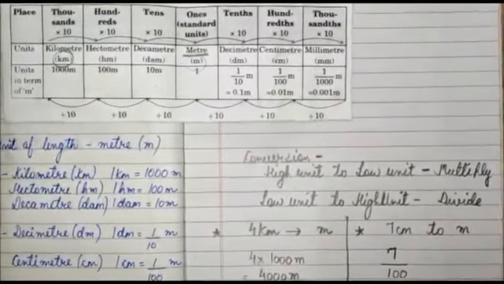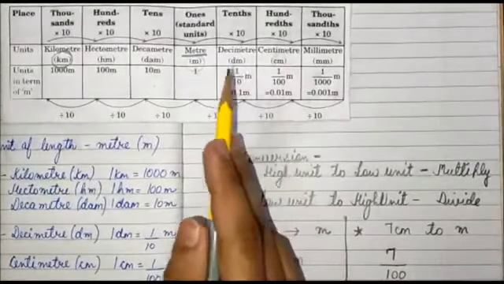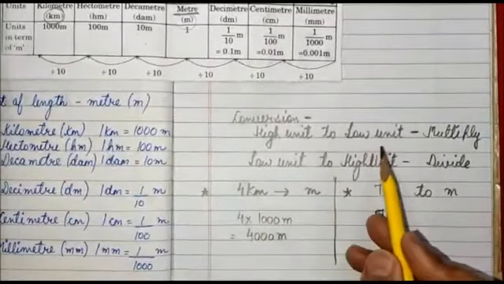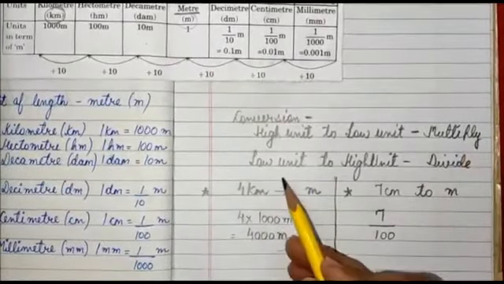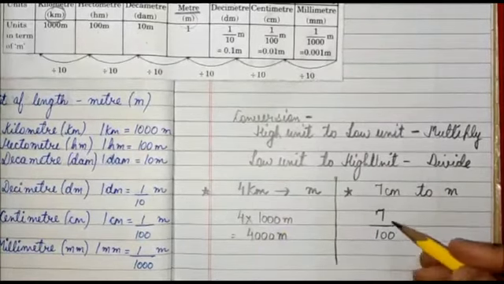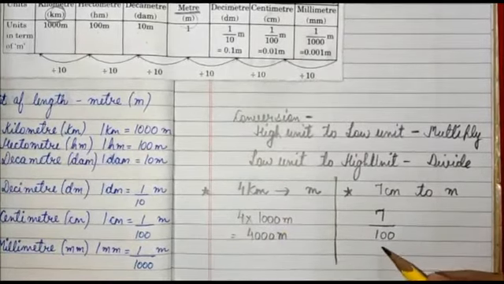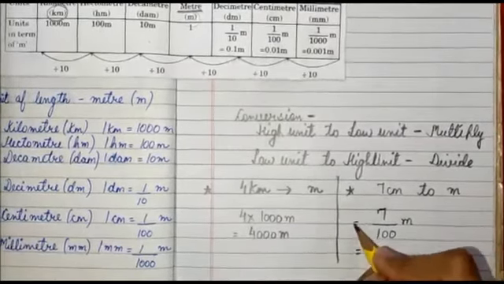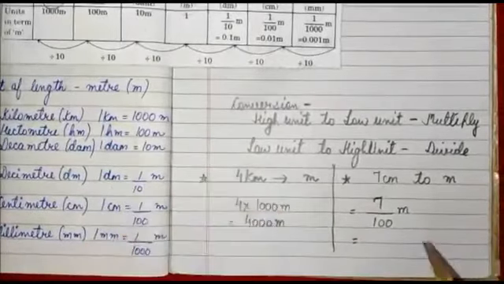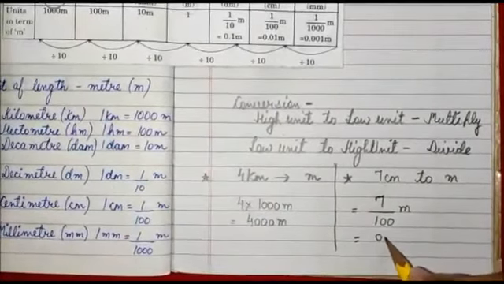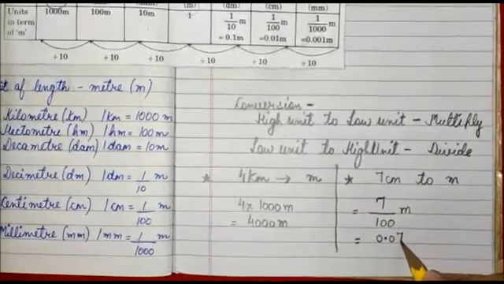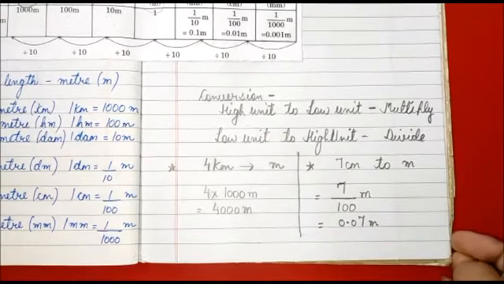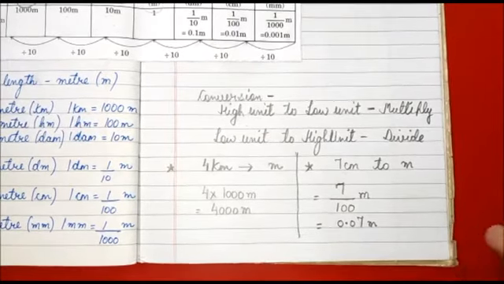That's so easy. You just have to check how many steps you have to go, left or right. And one thing you have to keep in your mind, whether you are going from high unit to low unit, you have to multiply, or from low to high, you have to divide. So let's get this answer. When you divide this by 100, you will have it in meters. We have done this in decimals: 2 zeros in the denominator means you will have 2 decimal places. So I can write it as 0.07 meters.